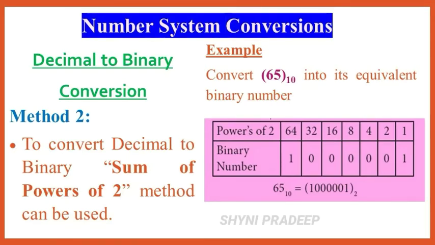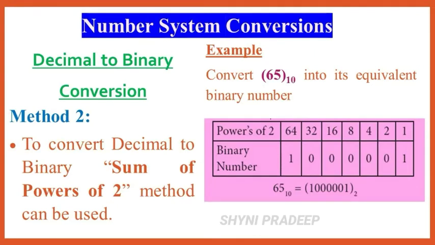So your decimal number is 65. First you have to find the largest power of 2 that is smaller than or equal to 65. 64 is the largest power of 2 and it is smaller than 65. So first write the powers of 2 from left to right up to 64. First 1, and 1 times 2 is 2, 2 times 2 is 4, 4 times 2 is 8, 8 times 2 is 16, 16 times 2 is 32, 32 times 2 is 64.